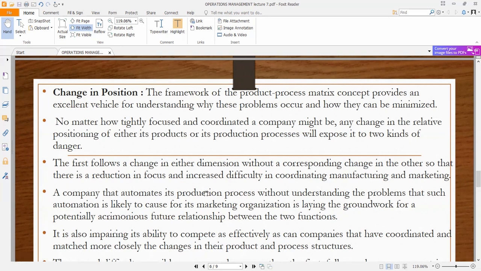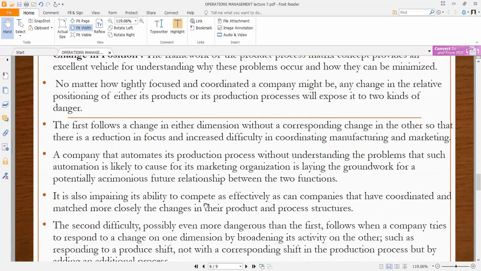Now, it exposes the company to two kinds of dangers. The first one follows a change in either dimension without a corresponding change in the other. So here we're talking about if you make changes, there's some correspondence. For instance, over time you have developed a system that responds perfectly, in the sense that you have a required amount of material, or a required amount of workforce, that is responding to a given amount of machinery. That is just one of the examples that you can have.